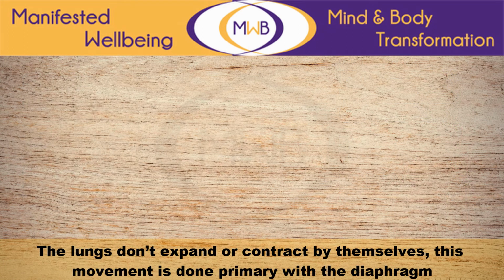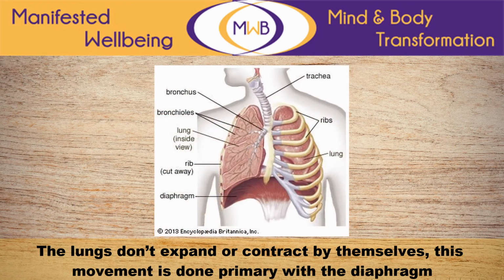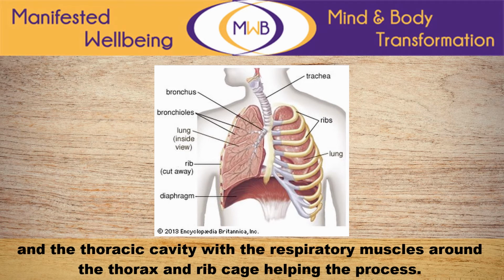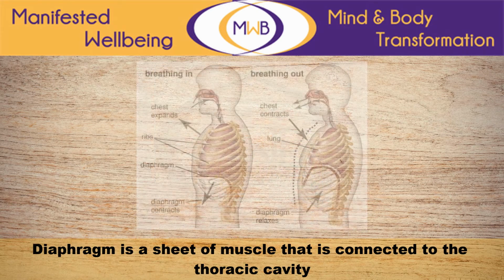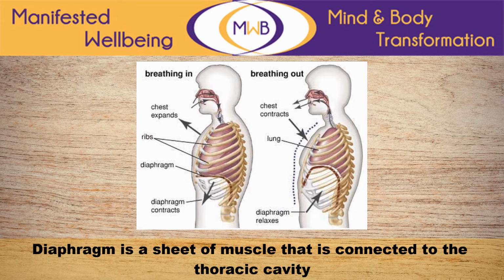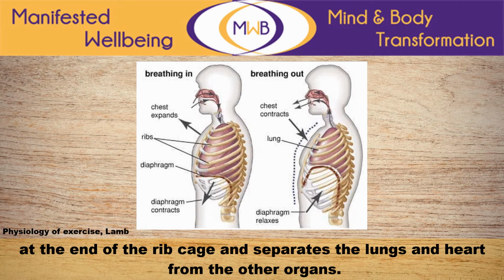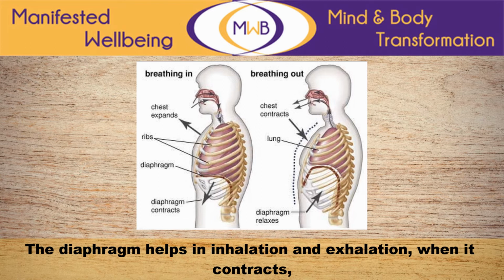The lungs don't expand or contract by themselves. This movement is done primarily with the diaphragm and the thoracic cavity, with the respiratory muscles around the thorax and rib cage helping the process. The diaphragm is a sheet of muscle that is connected to the thoracic cavity at the end of the rib cage and separates the lungs and heart from the other organs. The diaphragm helps with inhalation and exhalation.